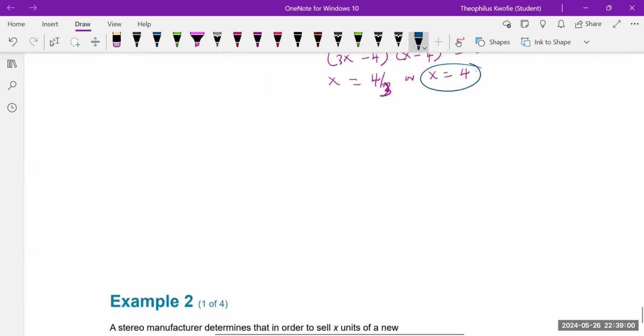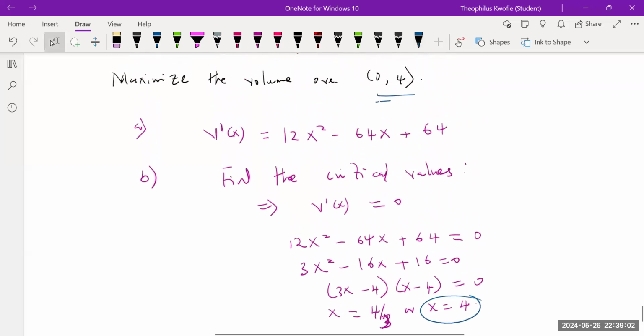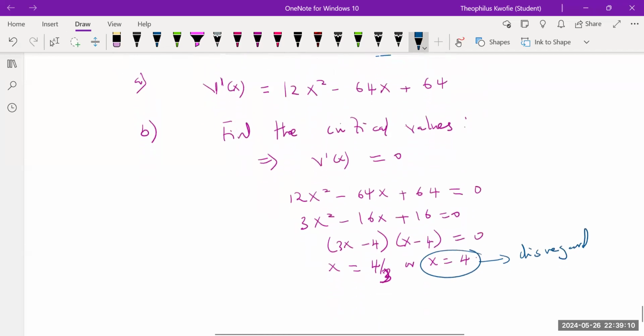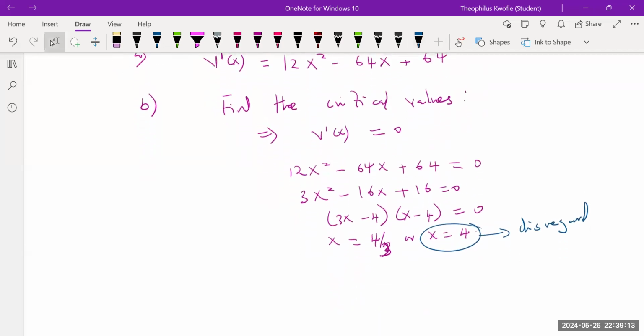So on that note, we are going to disregard this particular value, okay? So we are just going to concentrate on 4 on 3, because 4 on 3 is the only value that can fall within 0 and 4. So please, let's take note of that. Is that okay?